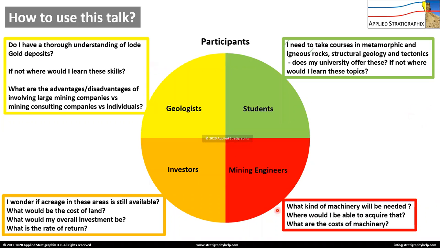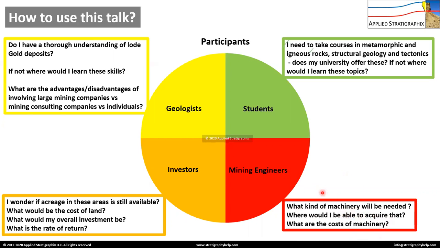If you're an engineer, I think the one thing you need to focus on is what kind of machinery will be needed, because the kind of machinery that we require for placer gold deposits is completely different than the sort of machinery needed for lode gold deposits. Then you have to figure out where you would be able to acquire that machinery and what the costs of that machinery are.